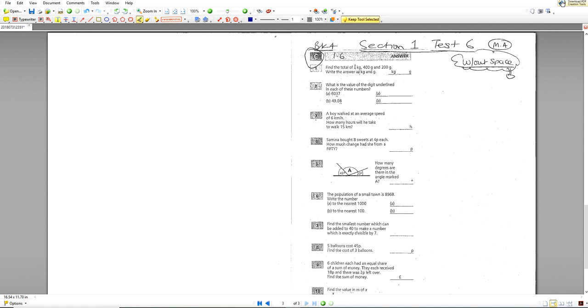Find the total of 3/4 kilogram, 400 grams and 200 grams, and they want the answer as a mixture of kilograms and grams. Well, let's just convert everything to one unit first. So 3/4 of a kilogram will give you 750 grams, and then we've got to add the 400 to it, and then we've got to add the 200 to it. So that'll give you 0, 5, 7, add 6, that'll give you 13. So that'll give you that many grams.